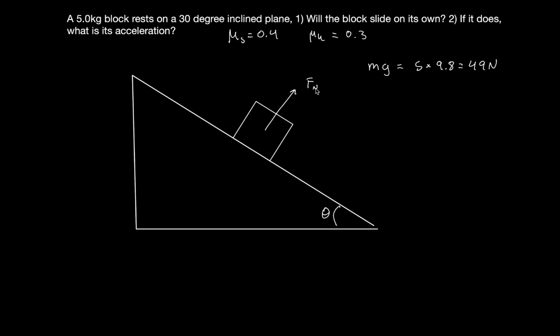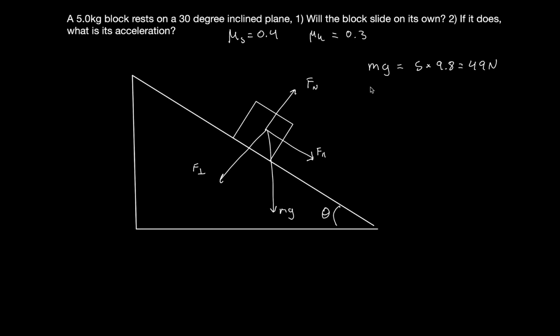So this is our normal force over here, then this is going to be our perpendicular force over here, perpendicular to the surface. Then we're going to have our parallel force over here, and we have our mg. So we know our mg is 49 newtons. Now let's try to find our parallel force.